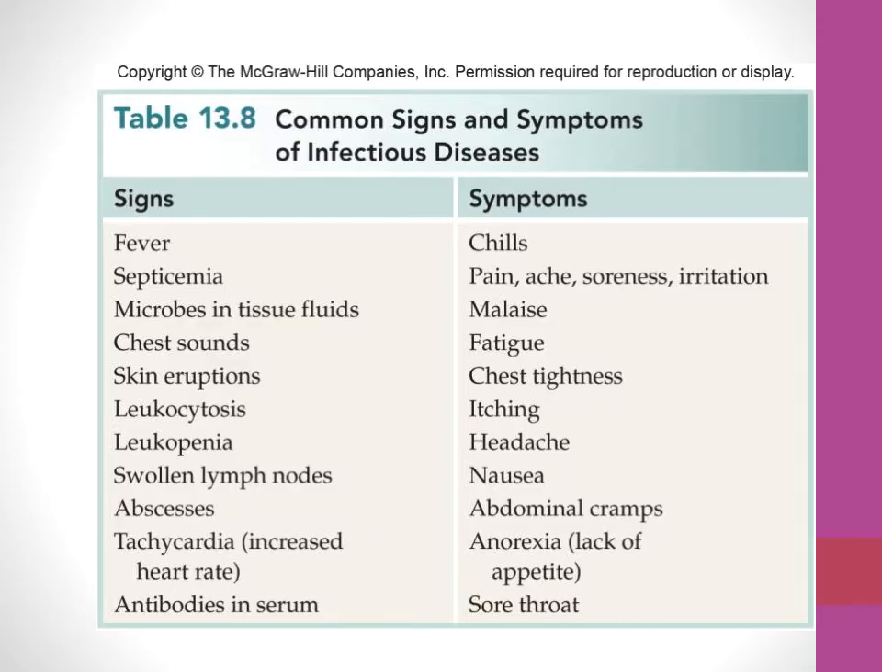There are a number of signs and symptoms when we look at infectious diseases. Signs are something that we can measure. We can know whether you have a fever because we take your temperature, or we can take a blood sample and run a CBC and see what your levels of leukocytes are. We can palpate for swollen lymph nodes. We can test for antibodies. We can listen to your heart to see whether you have tachycardia. All of these would be signs, things that someone can assess and measure.